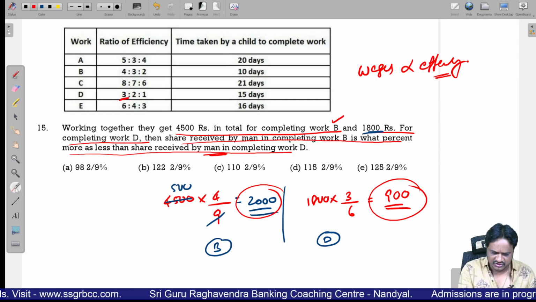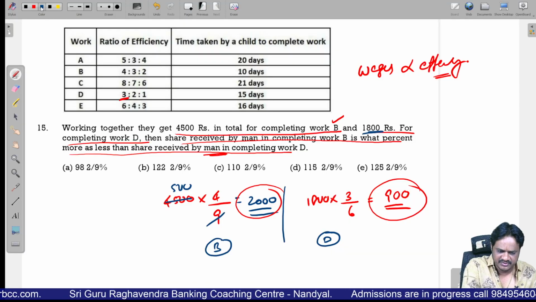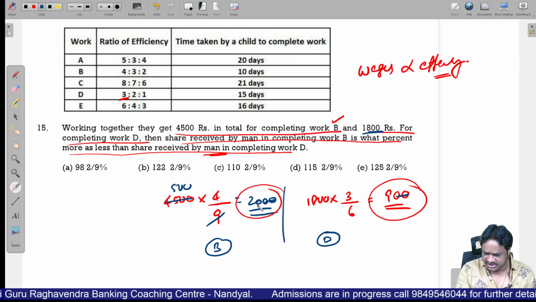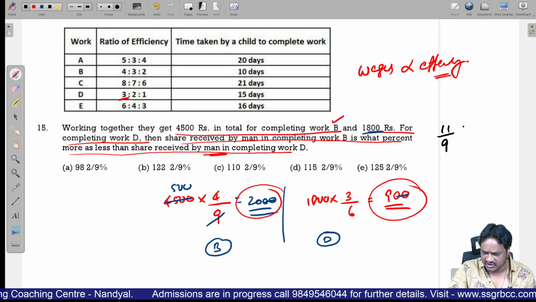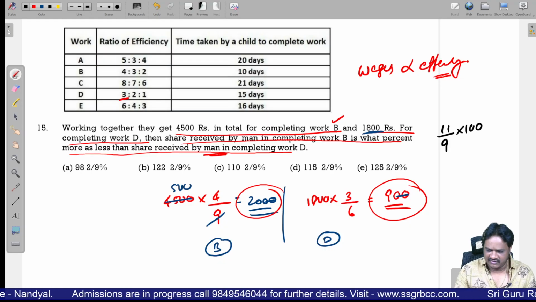What is our question? B is what percent more or less? You may cancel the two zeros. Now 20 is how much more than 9? 20 is more than 9 by 11. From where it is more? 9. So 11 by 9 into 100.